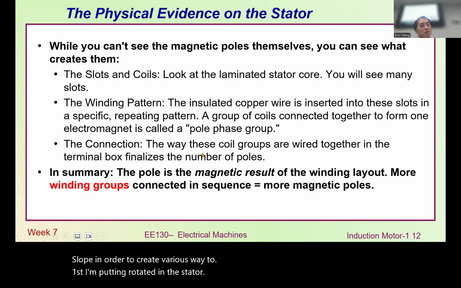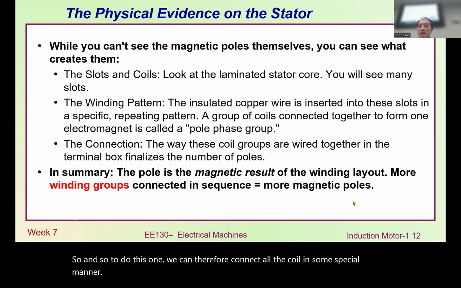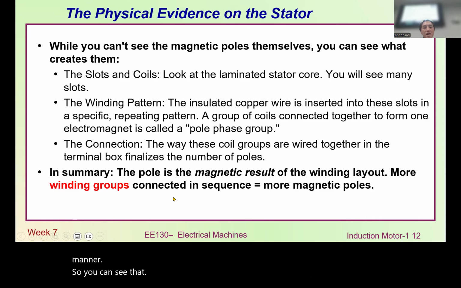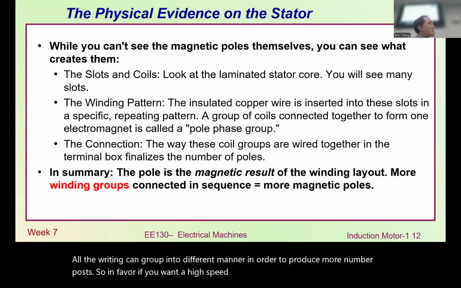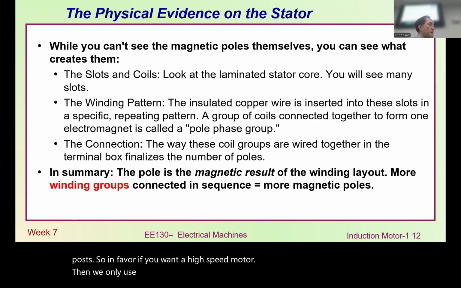So to do this one, we can connect all the coils in some special manner. You can see that all the windings can be grouped in different ways in order to produce more poles. So in theory, if you want a high-speed motor, then we only use a 2-pole machine.